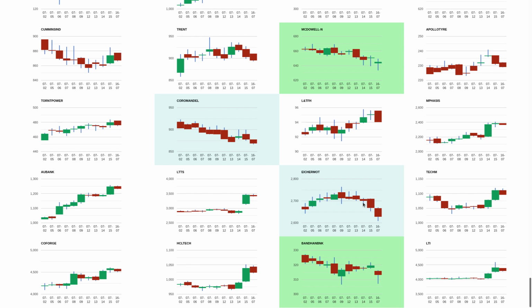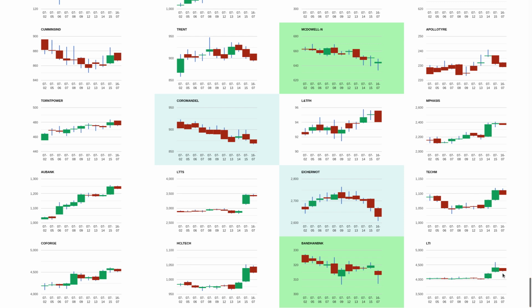Eicher Motors, we have already discussed this, and we initiated shorts at 2690 levels, and now it's very near to 2600 levels, and it's still looking weak. This is also true for Coromandel. Yesterday we created shorts at around 900, and eventually in the next two sessions you can see it's near 870 regions.